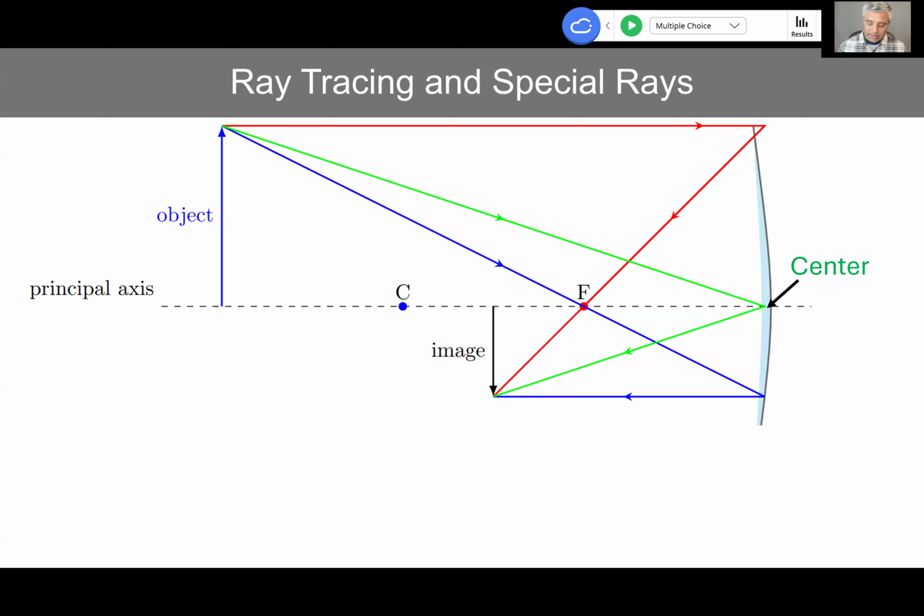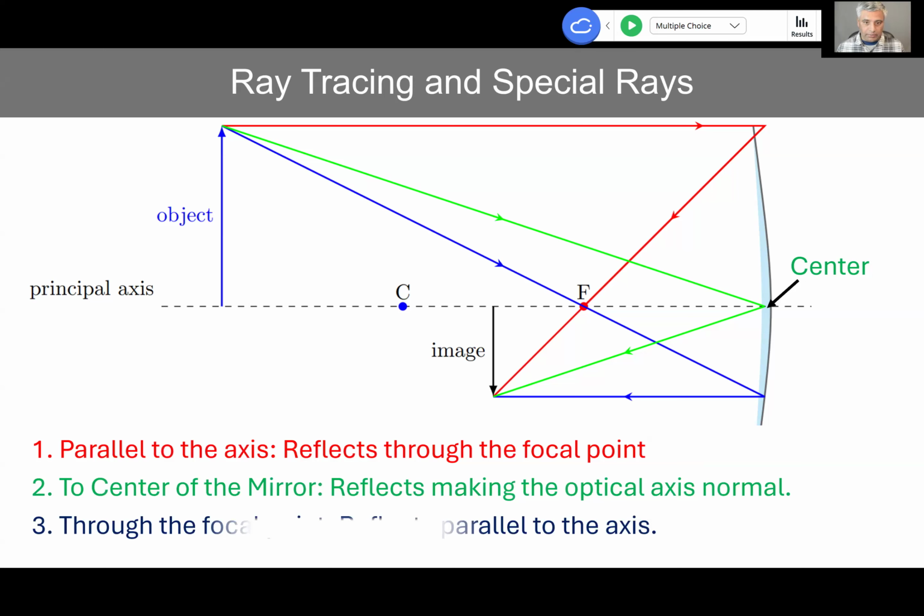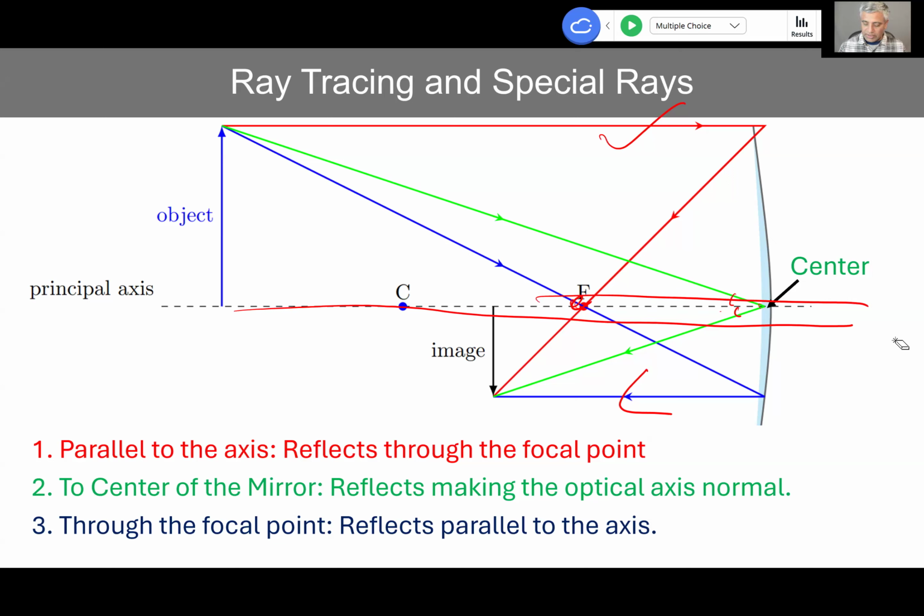So remembering these principal rays, how to trace these three rays, is helpful in this kind of situation. Okay. So the parallel one passes through the focal point, and the one that comes from the focus, after reflection, is going to go parallel. And the one that hits the center, of course, gets reflected by making that as a normal. Okay, so these two angles should be the same. So these are called principal rays. So that is reflection from a mirror.